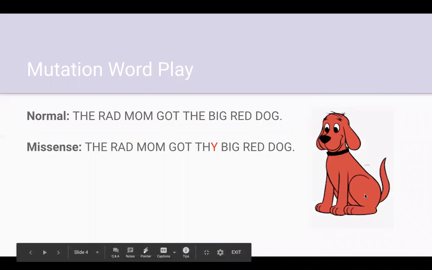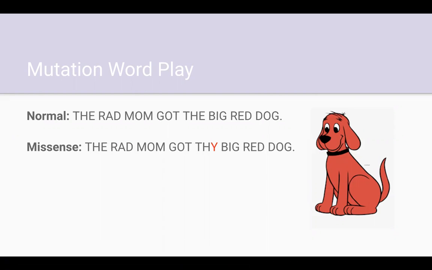This can also be demonstrated through a play on words. If we look at our normal DNA strand as a sentence, in this case, "the rad mom got the big red dog," then a missense mutation would read as "the rad mom got thy big red dog." This change in one letter led to the sentence being read differently, causing it to have a different meaning.